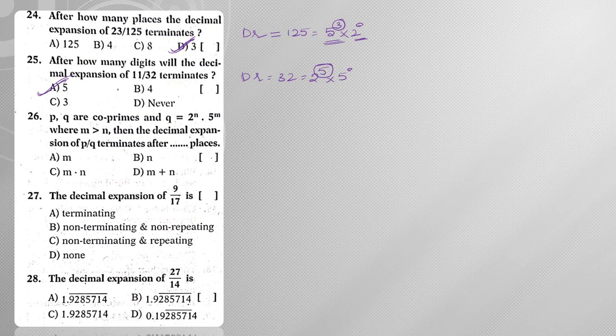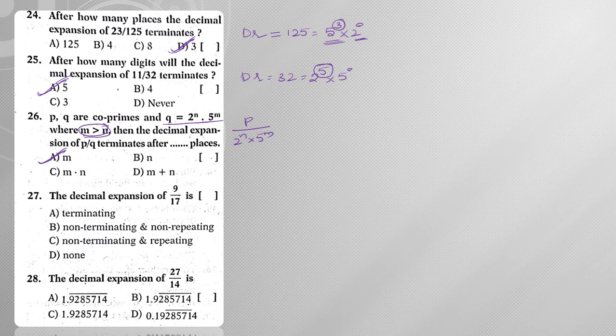Next, p and q are co-primes and q is equal to 2 power n into 5 power m. That means it is represented in the form p by 2 power n into 5 power m. Then after how many decimal places will it terminate? Here it is given that m is greater than n. That means after m places it terminates.